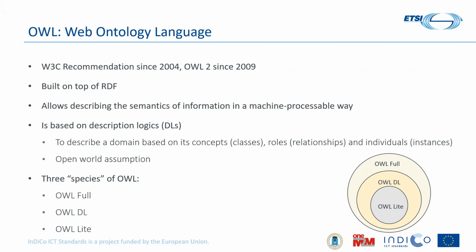OWL includes 3 different species, different sublanguages. These different sublanguages have different expressivity. The most expressive one is OWL Full, which has maximum expressiveness and syntactic freedom of RDF, but with no computational guarantees. Then we have OWL-DL, which also has maximum expressiveness, but retaining computational completeness. And finally, we have OWL-Lite, for users that only want hierarchies and simple restrictions.